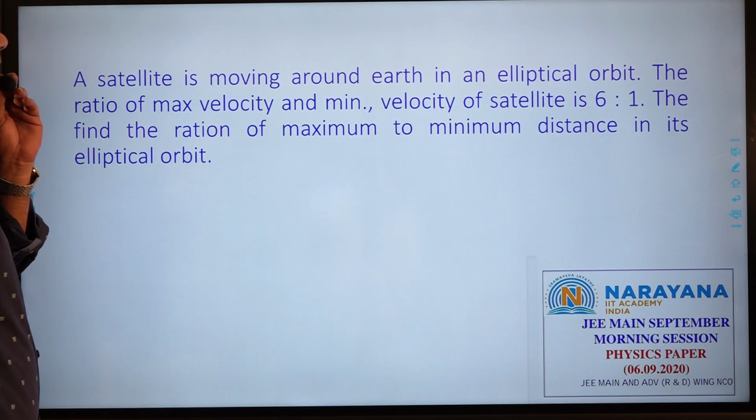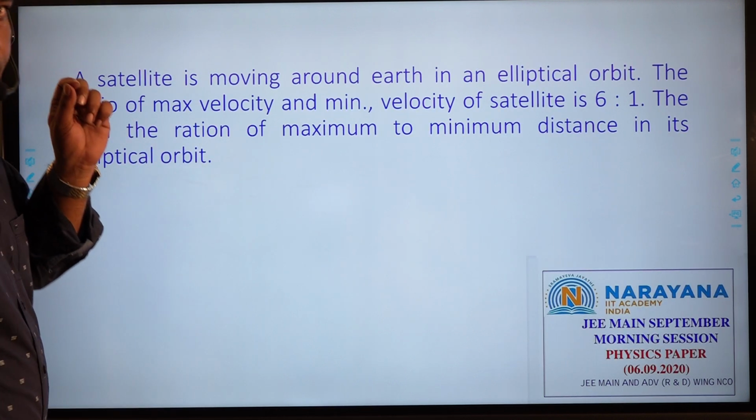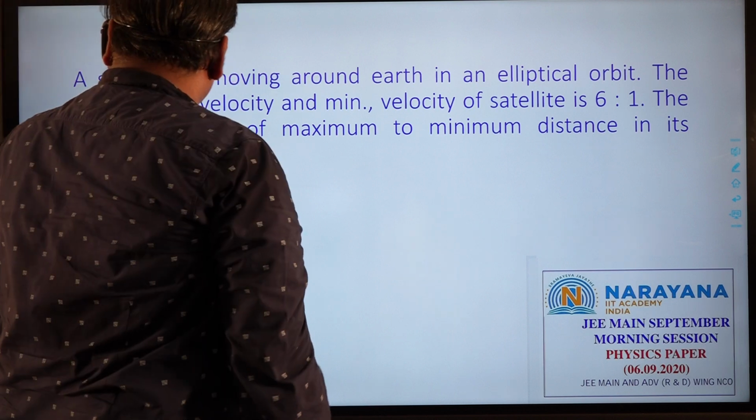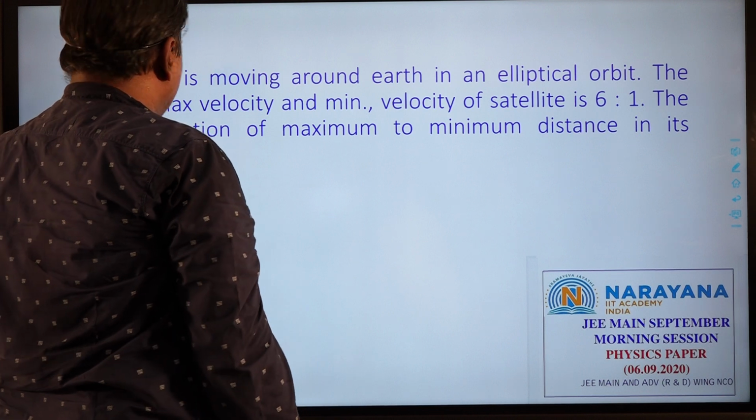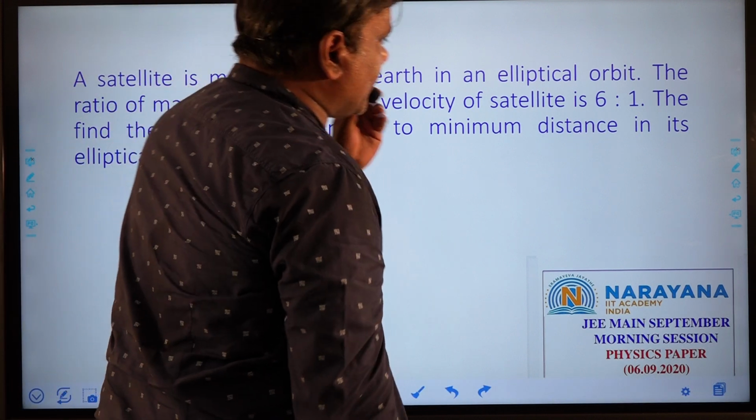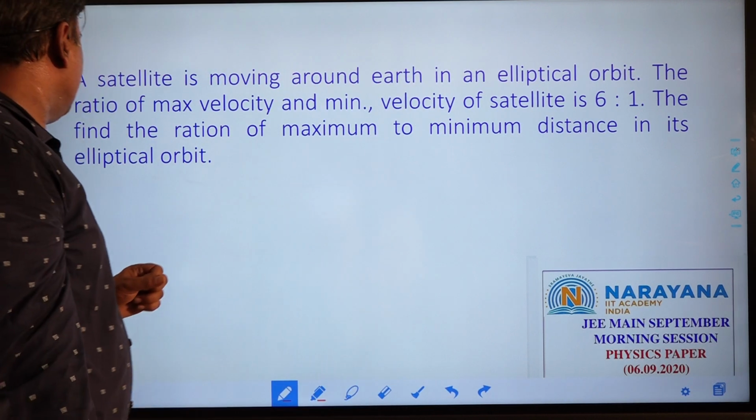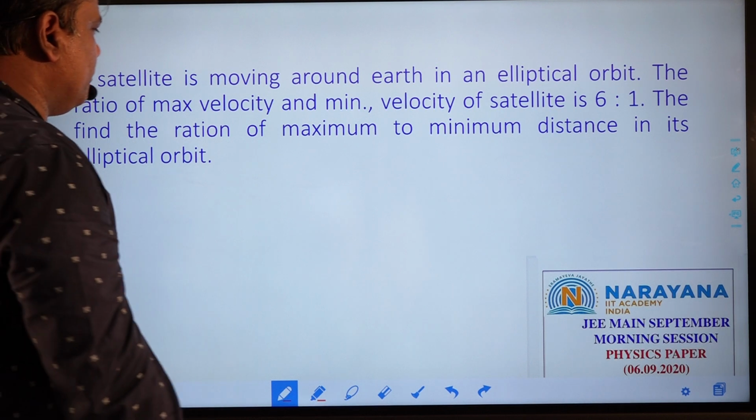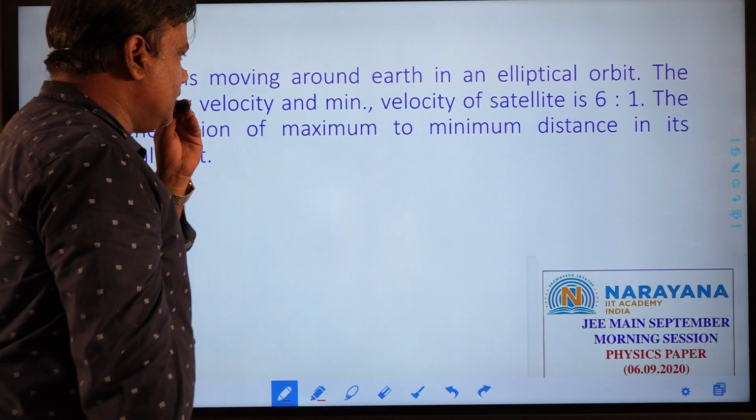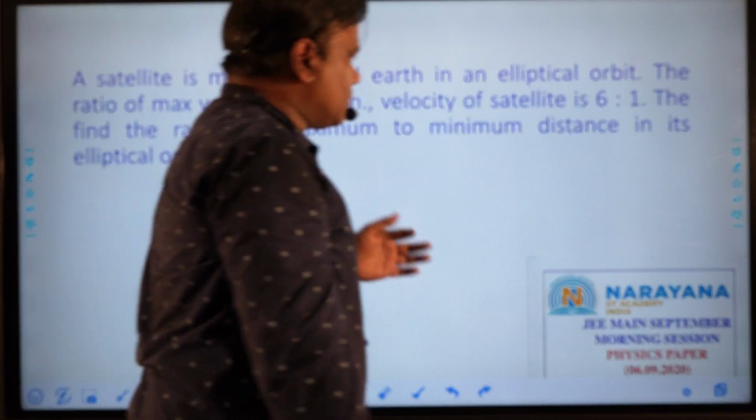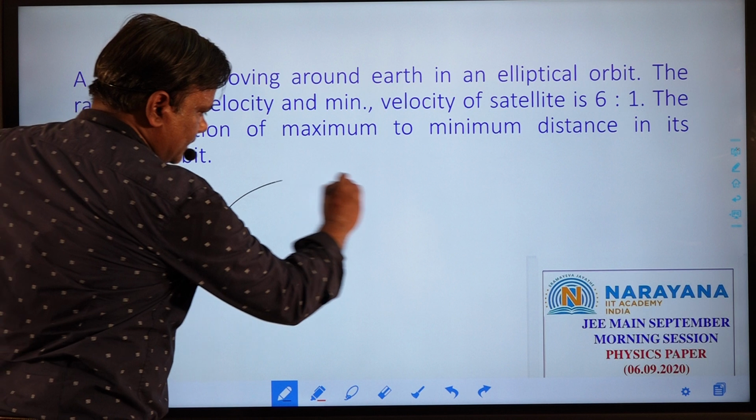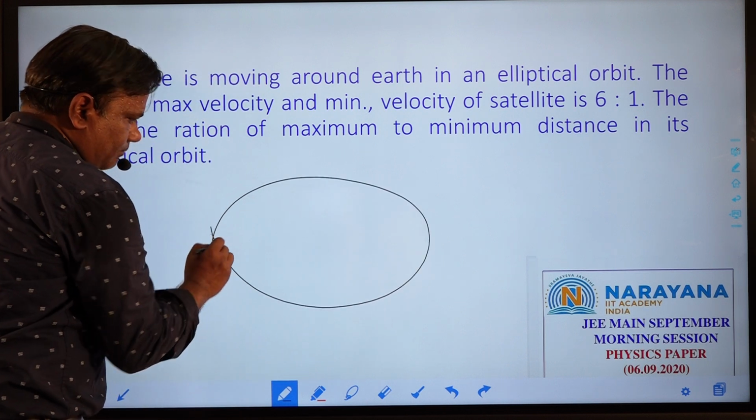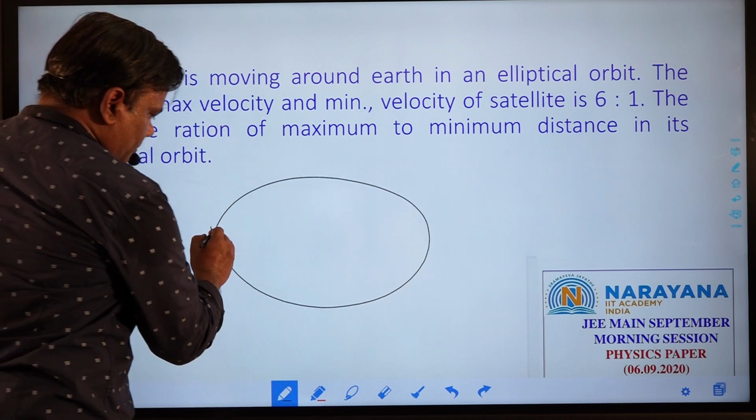The satellite is moving around Earth in an elliptical orbit. The ratio of maximum velocity and minimum velocity of the satellite is 6:1. Find the ratio of maximum to minimum distance in its elliptical orbit. So to understand this, let us now draw an elliptical orbit. So this is, let us say, the elliptical orbit in which it is moving.